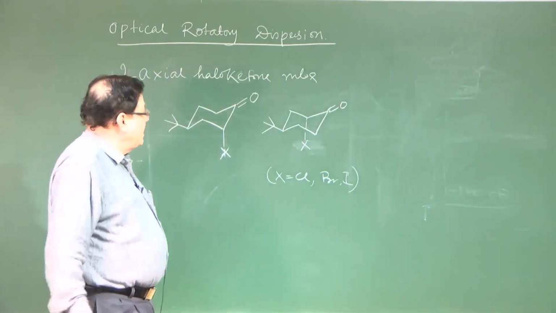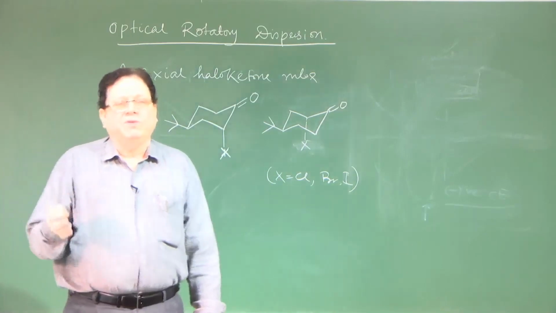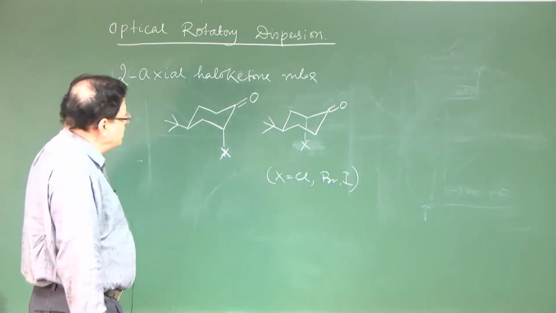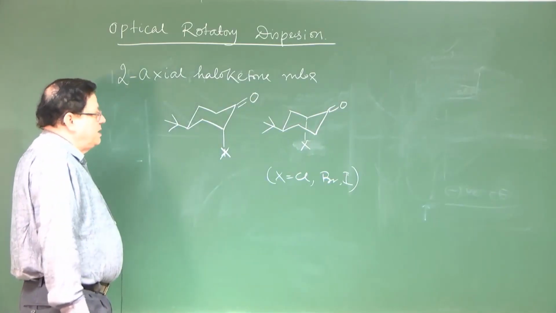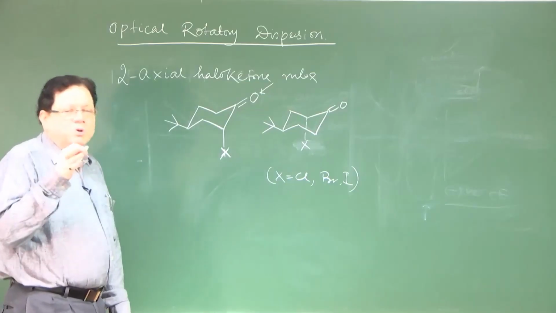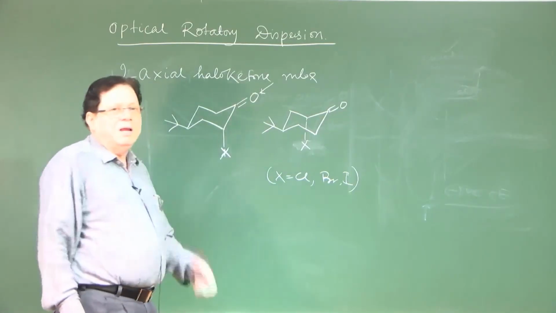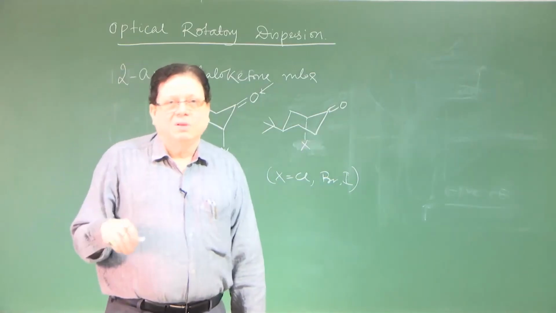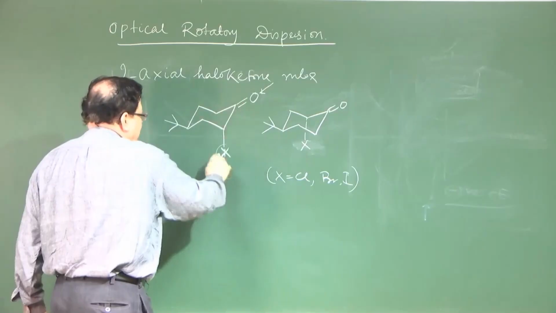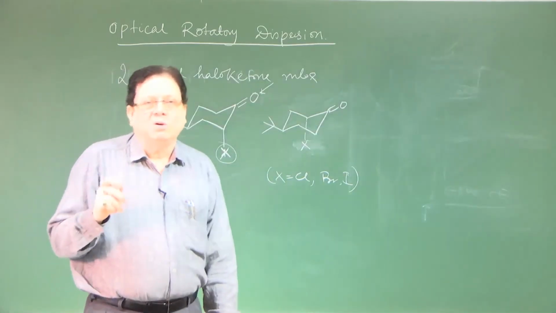Now, basically these two molecules will exhibit different signs of Cotton effect. One will show positive Cotton effect, another will show negative Cotton effect. Which one will show positive and which one negative? The empirical rule says that if you look from the side of the carbonyl into the cyclohexane system, your halogen will either be to your left hand side or to your right hand side. If I stand here and look at this system, this halogen will be towards my left and this halogen will be towards my right. Depending on this right or left, the sign of Cotton effect will depend.